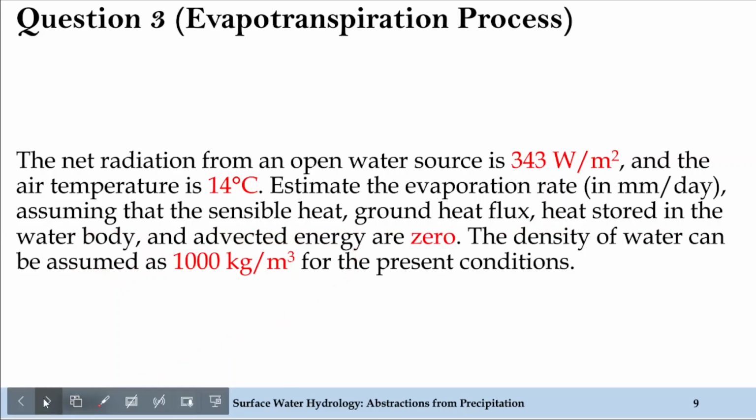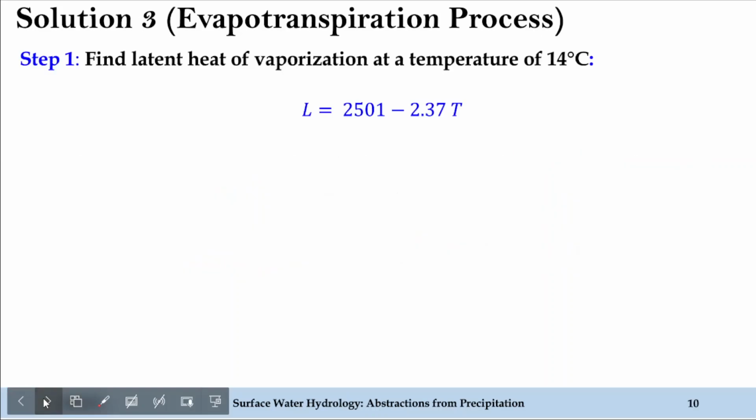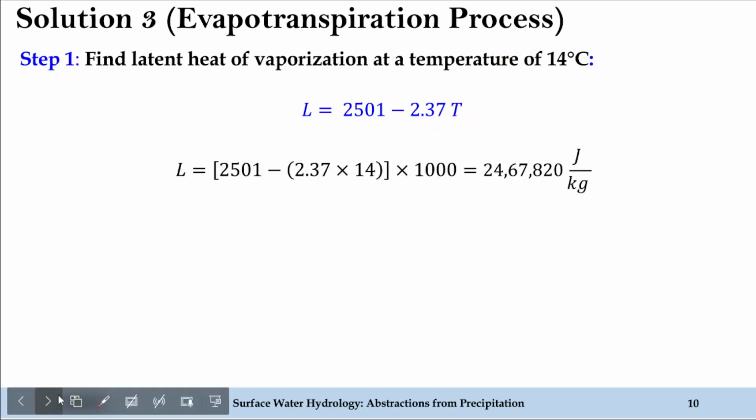So now let's utilize this information and find out in step 1 the latent heat of vaporization. So how to find out this L, that is latent heat of vaporization, for temperature 14 degrees Celsius? Here is the equation. L is equal to 2501 minus 2.37 T. So here T is 14 degrees Celsius. Let's substitute and obtain the latent heat of vaporization in the units of joule per kg as 24,67,820.